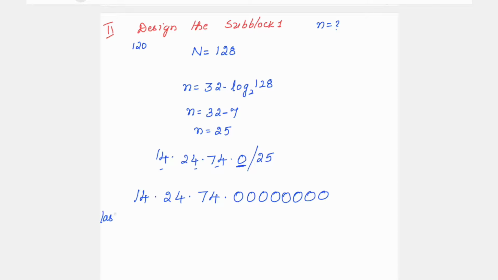Now, to get the last address in this block, what I have to do: 25 bits are the network bits here. That means the 25 bits of this IP address, you have to keep as they are. 14 is 8 bits, 24 including 16 bits, 74, 24 bits. Then one more bit I have to take from here. Up till here I'll keep it as it is because the network prefix value is 25. 25 bits to be kept as they are. Then the remaining will be what? Ones, to get the last address.